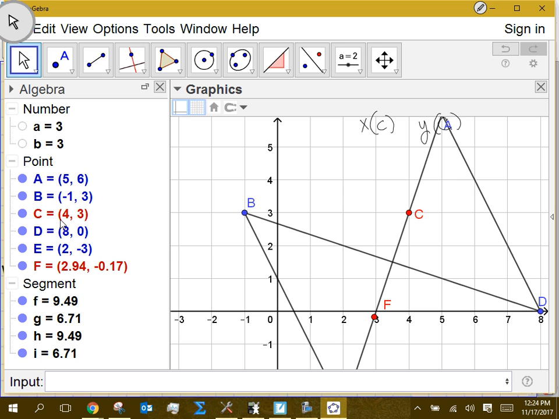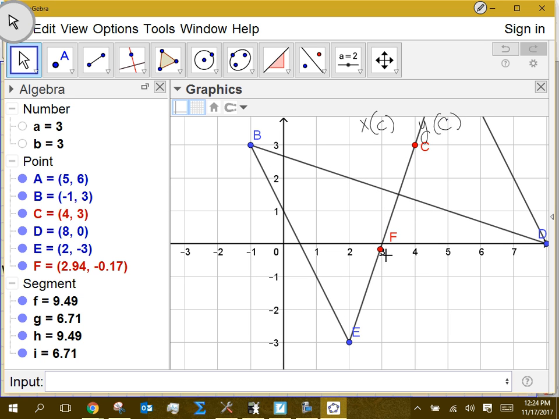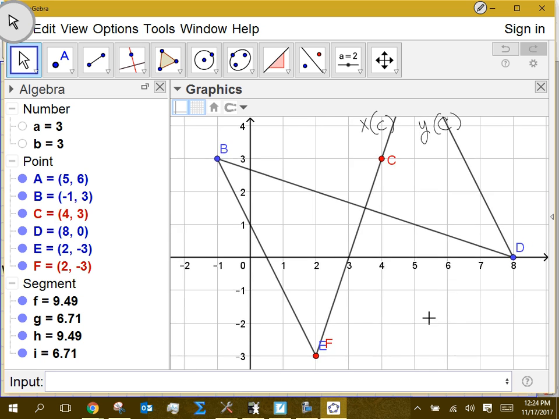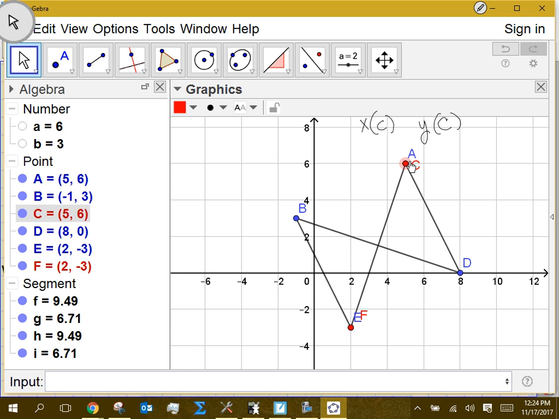And it made C at 4, 3, right? So it might make sense to use 4, 3, and maybe I come down and F would be, maybe I choose that point there where E was, okay? So 2, -3, okay? But hopefully, logically, you guys say, well, why not just use both endpoints, right?